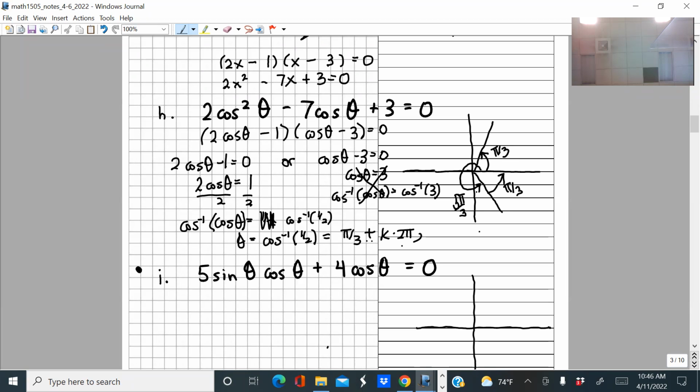By the way, I think you could have used a negative here. I think you could have written minus pi over 3. I think that would also work. So there's your other possibilities there: 5 pi over 3 plus a multiple of 2 pi.